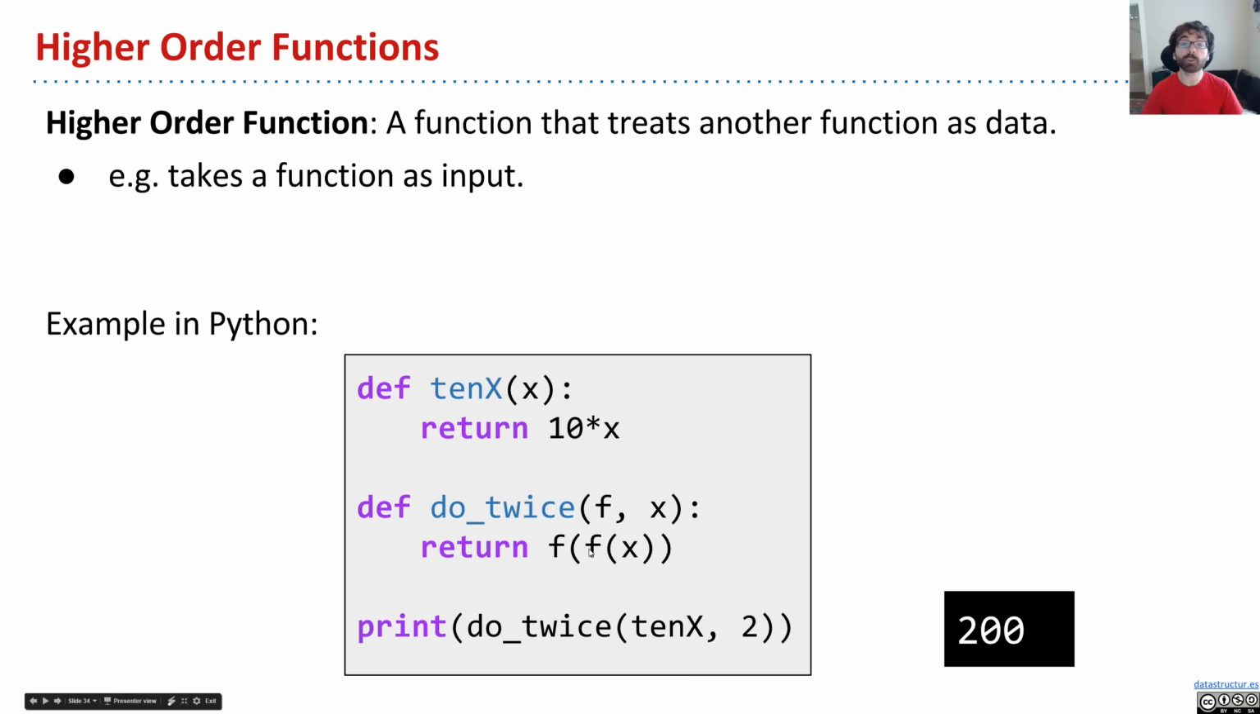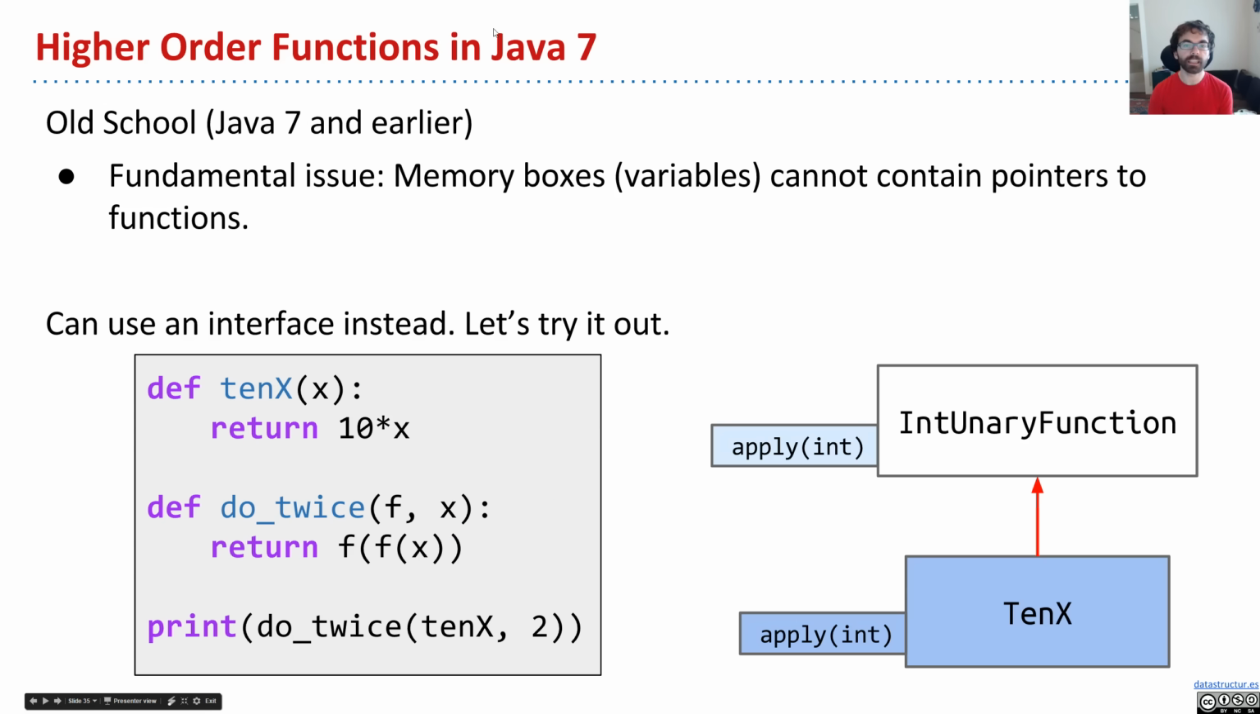Okay? So what we're going to try and do is this same program, but in Java. And we'll see it's a little more challenging, a little bit kludgier than it is in Python, but this idea, it turns out, actually is very important. So in older school Java, Java 7 and earlier, you had to do it in a somewhat indirect way that we'll be exploring through the rest of this video.